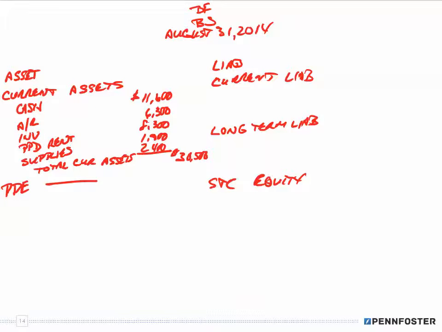So now I have property, plant, and equipment. So these are all my long-term assets. So I have equipment, and of course less accumulated depreciation, equipment, and then I have a building.